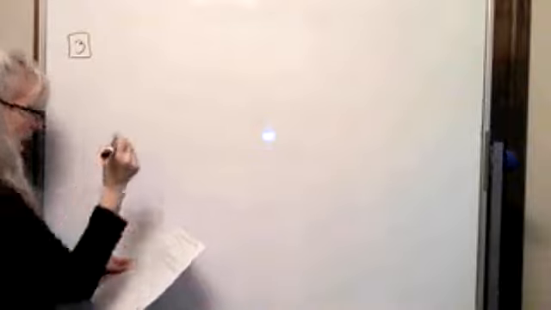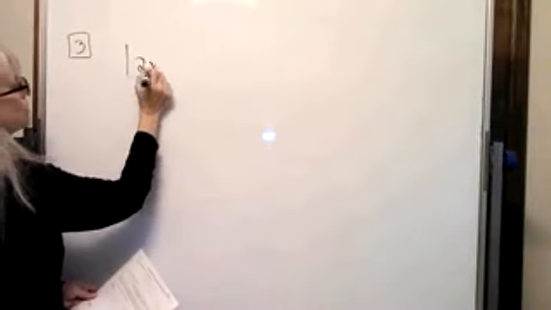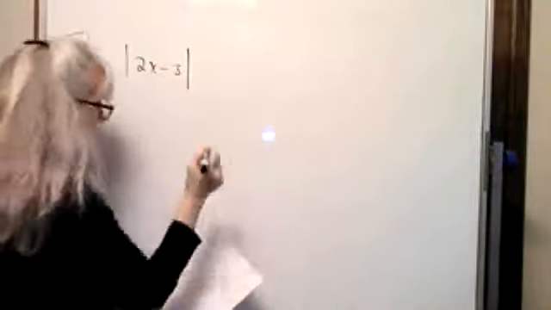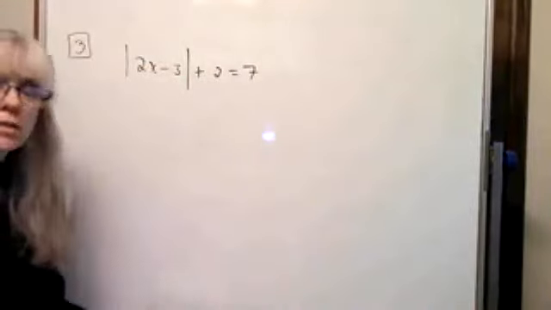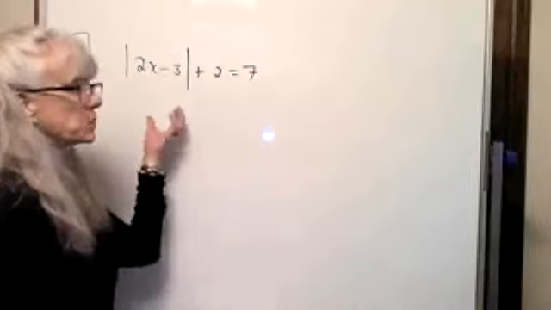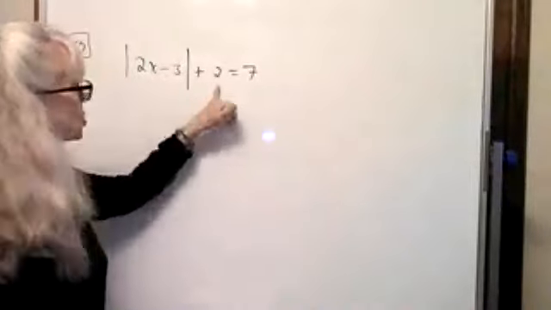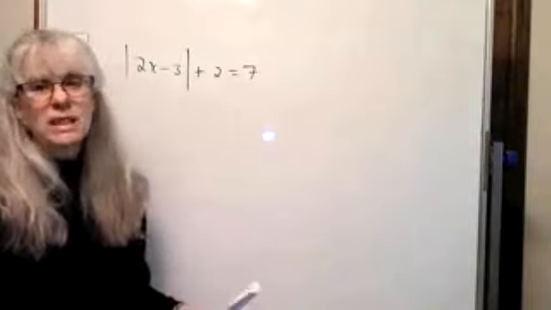Example 3 says the absolute value of 2x minus 3, plus 2, is equal to 6. Well, unfortunately, our theorem only works if we have the algebraic expression equal to a constant. So this extra term in here is throwing things off. We'll need to move it first.